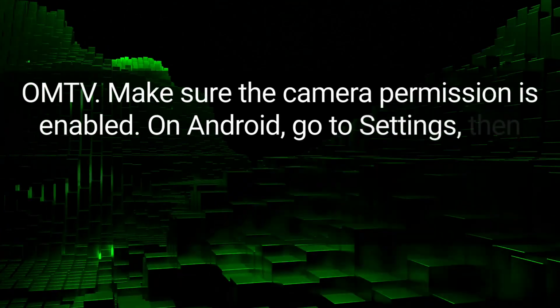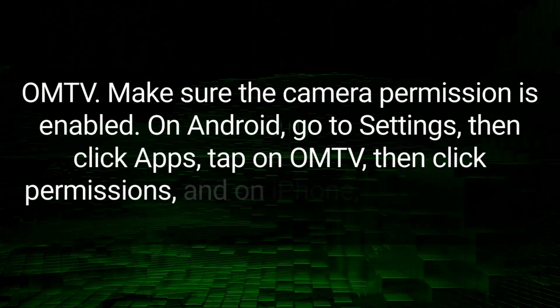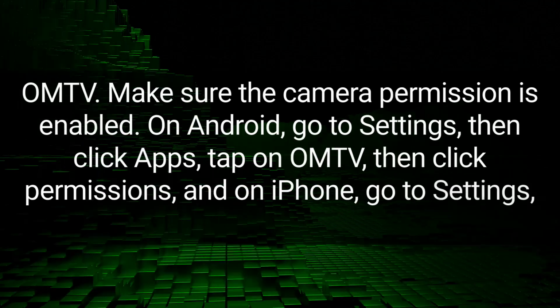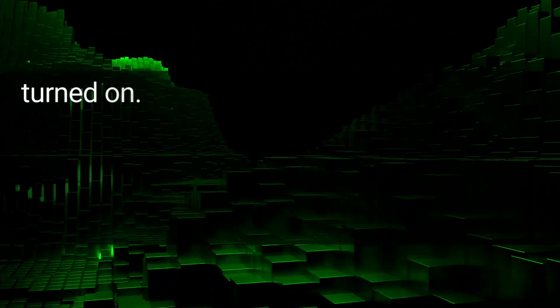On Android, go to Settings, then click Apps, tap on Ome TV, then click Permissions, and on iPhone, go to Settings, click Ome TV, and ensure the camera toggle is turned on.